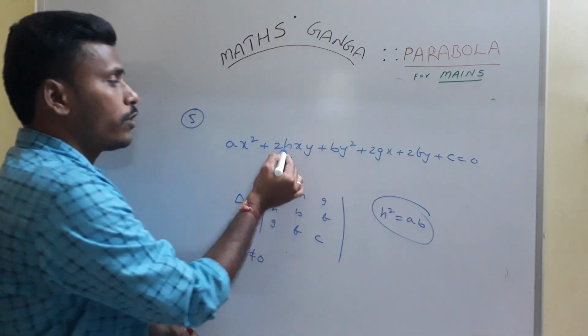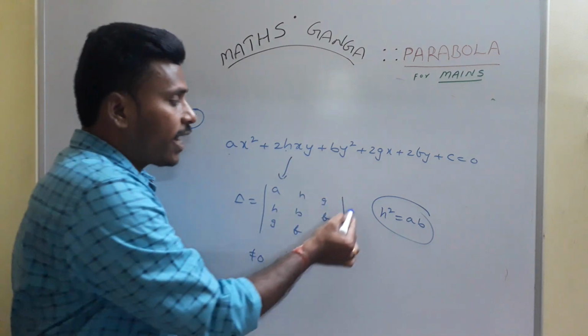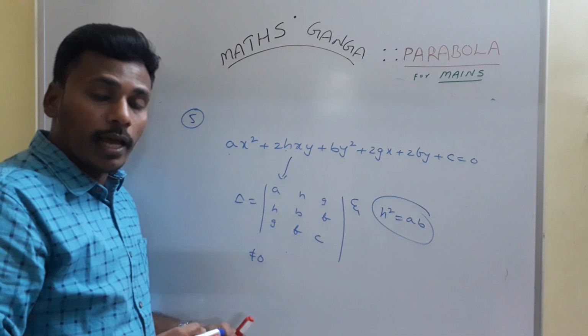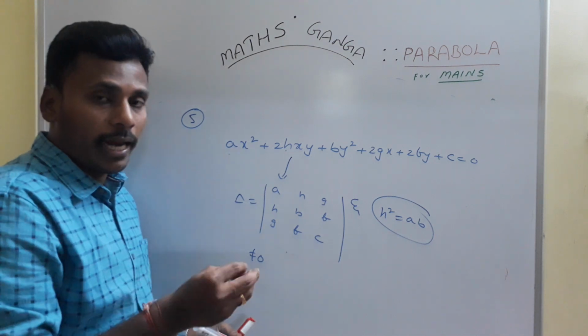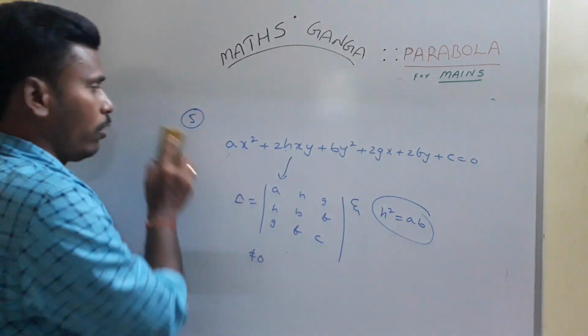right? h is the coefficient of that xy. From there you will get it, and then you have a and b also. By satisfying these two conditions, this general second degree equation in two variables represents a parabola. So this is also we need to keep in our mind to identify the parabola. So this is the general form of the parabola, right?